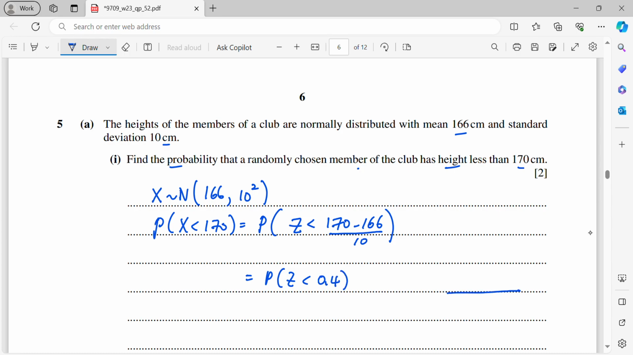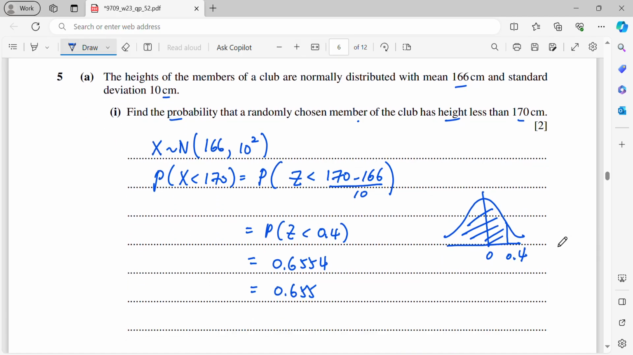Okay, so when I sketch a graph, bell-shaped curve, and mark 0.4, draw a line at 0.4, then since it is Z less than, that means the region is towards left side. So this region you can just directly read from the table. It is 0.6554, and now when you round the value to 3 significant figures, it's going to be 0.655. Okay, so done for A first part.